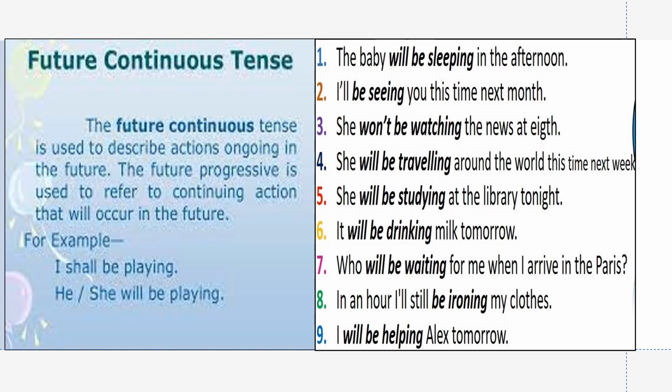Now, not only that, future continuous tense is also used to express an action that is fairly certain to happen in the future and to express an action that will be continuing at some point in the future. Very clear?